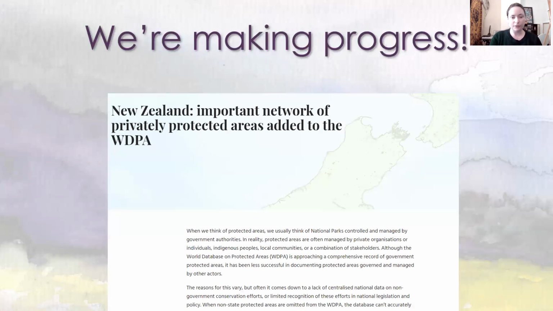To conclude, there is obviously a lot of work that needs to be done to ensure that privately protected areas are accounted for when we talk about the state of protected areas globally. But examples like New Zealand recording 5,000 privately protected areas in 2020 show how much progress we can make when governments and private organizations work together.